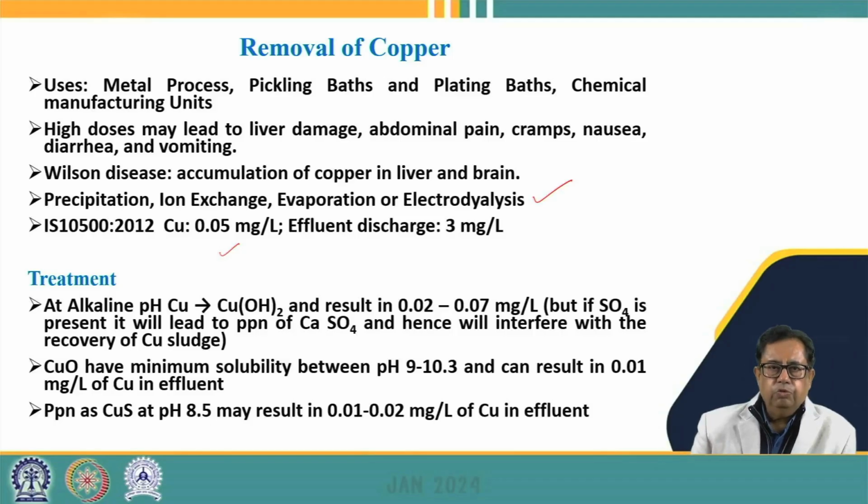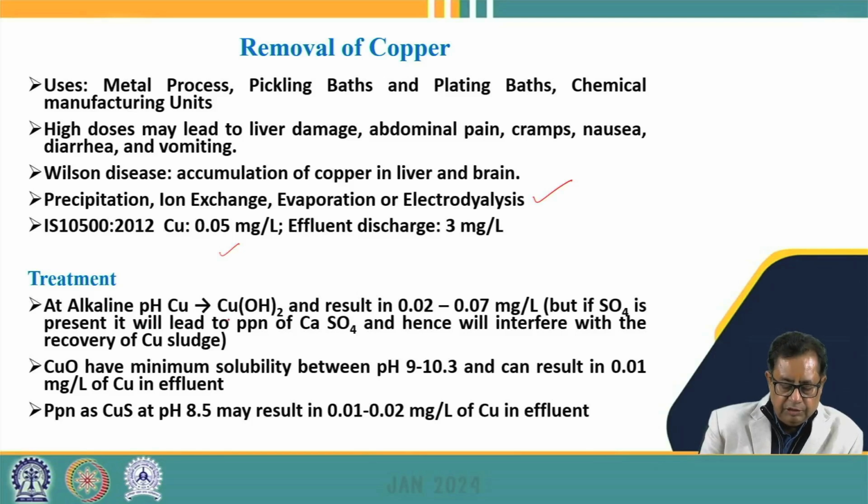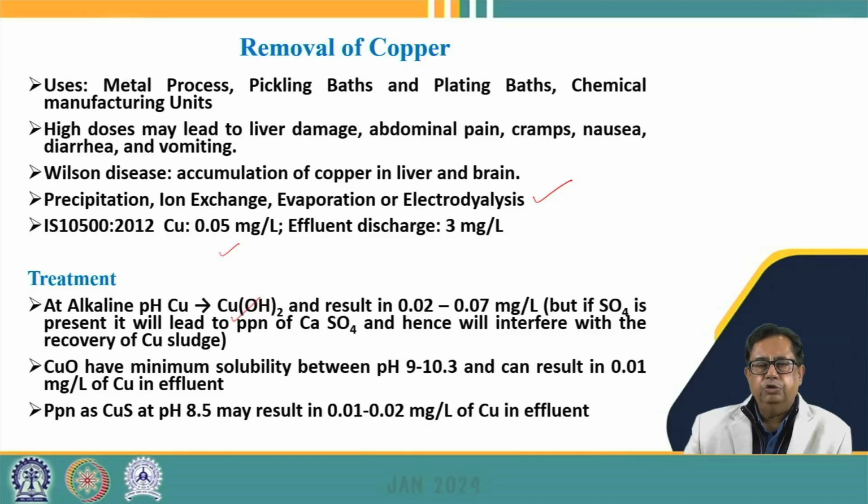So if we want to remove the copper by using the precipitation method, we have to have alkaline pH where the copper may be converted to copper hydroxide, and it may result in 0.02 to 0.07 milligram per liter in the effluent. But if sulfate is present and we are using lime, then calcium sulfate may be precipitated out, which may interfere with the recovery of the copper from the copper hydroxide sludge.